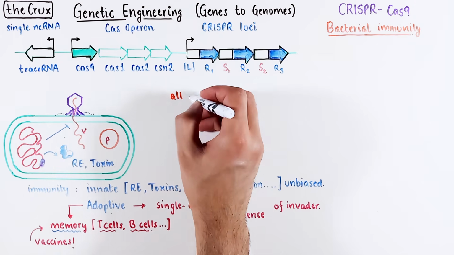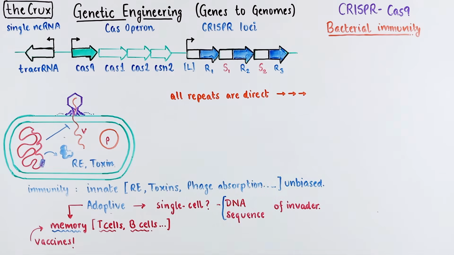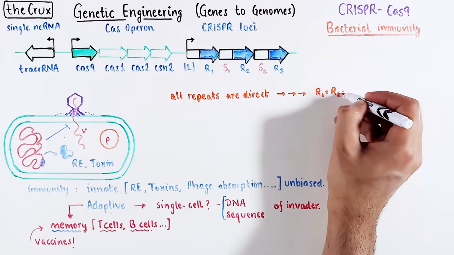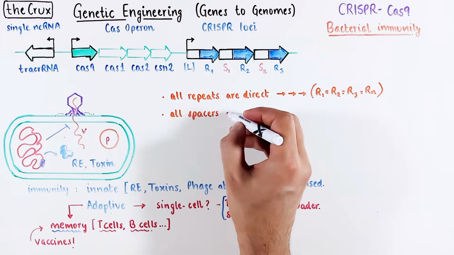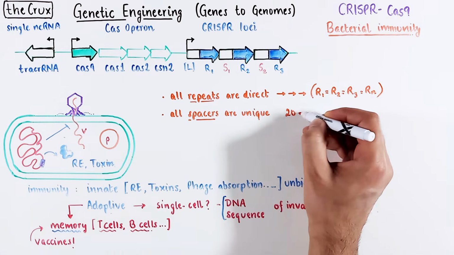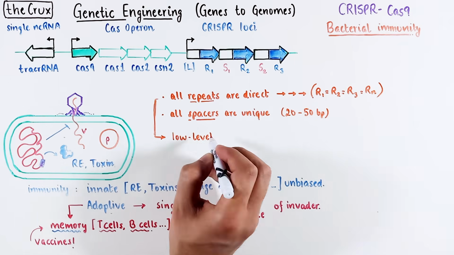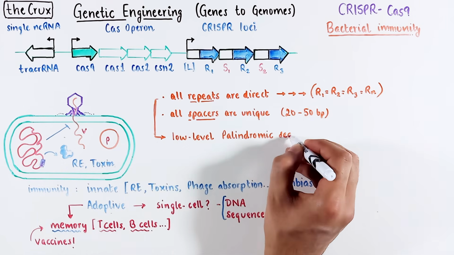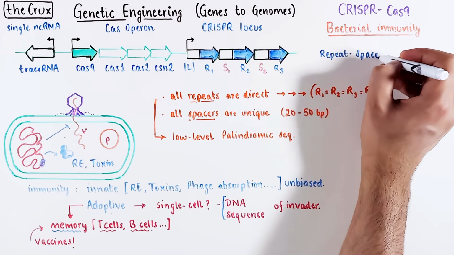All repeats follow the same direction, meaning that they are direct repeats. And each repeat is identical in sequence. In contrast, each spacer is a unique sequence. The length of both repeat and spacer ranges from 20 to 50 bases. The repeats often have a low level of palindromicity. Therefore, the CRISPR locus is essentially a library of repeats and spacers.